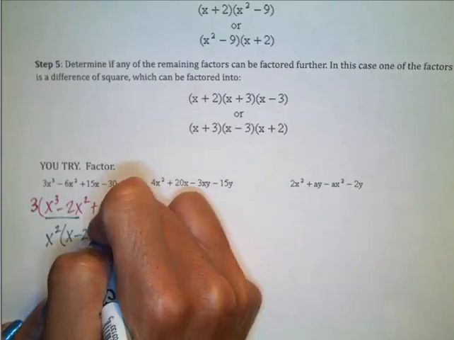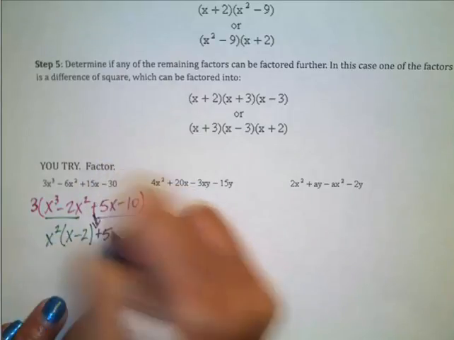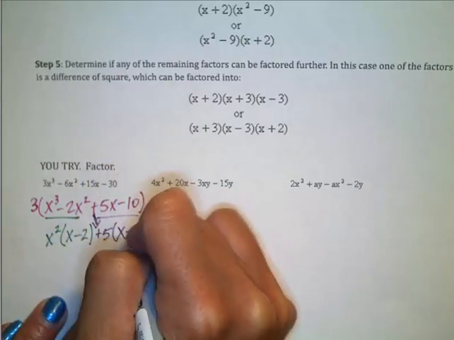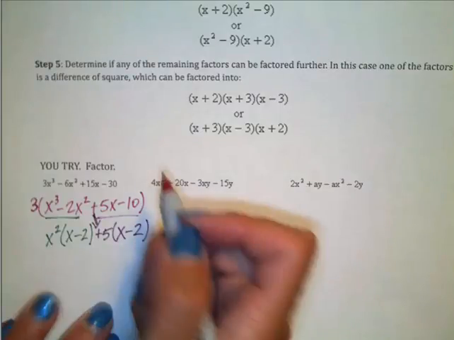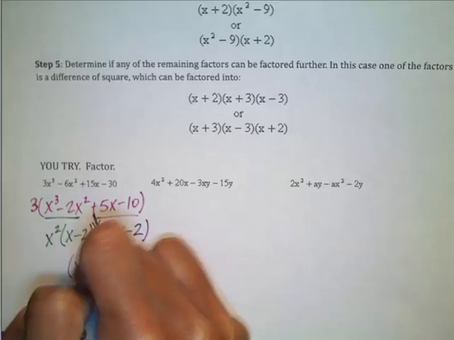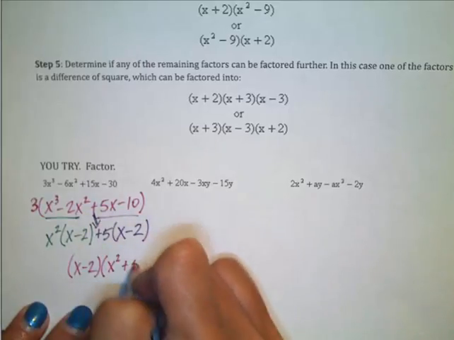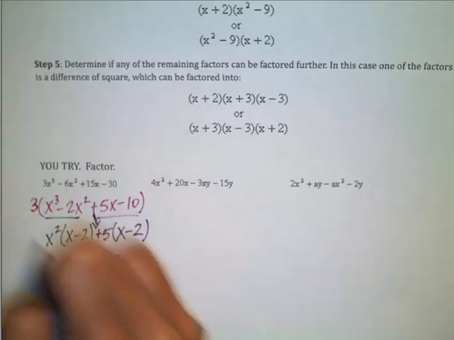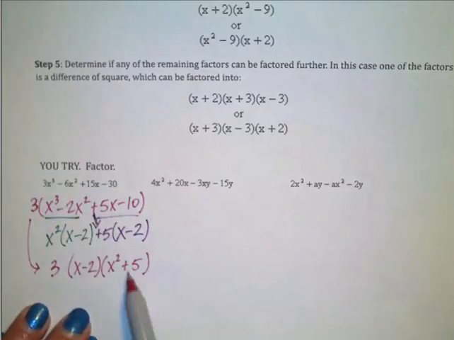So remember, this sign is always the same. So this is a positive 5 GCF. So x minus 2. My common factor is x minus 2. My new factor is x squared plus 5. I'm going to bring down this 3. Nothing can be factored any further, unlike the example, so I am done.